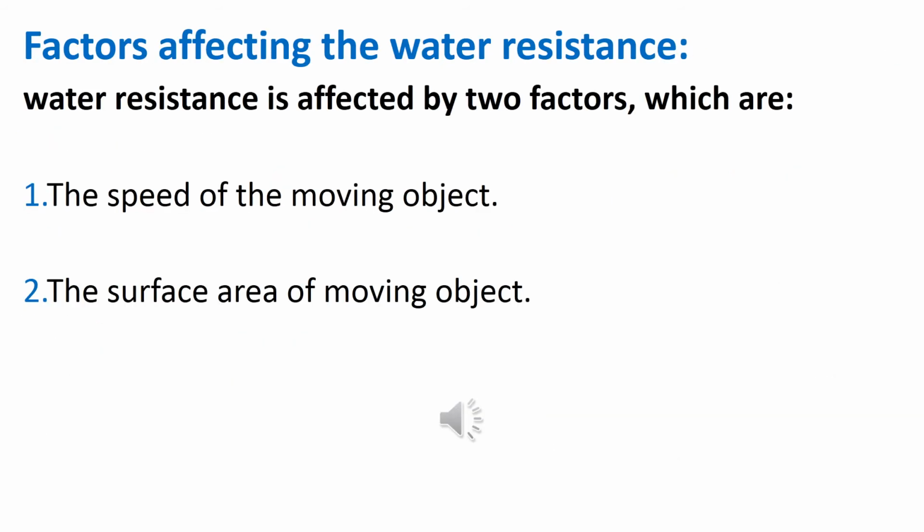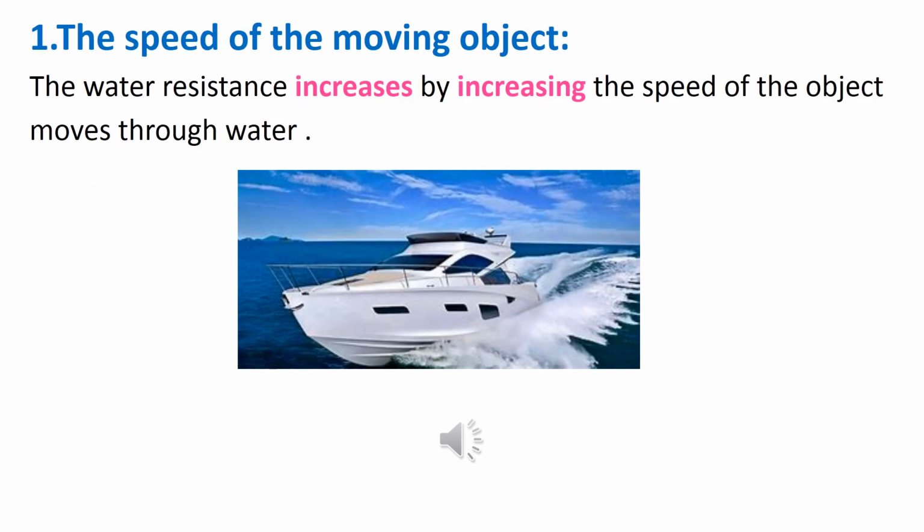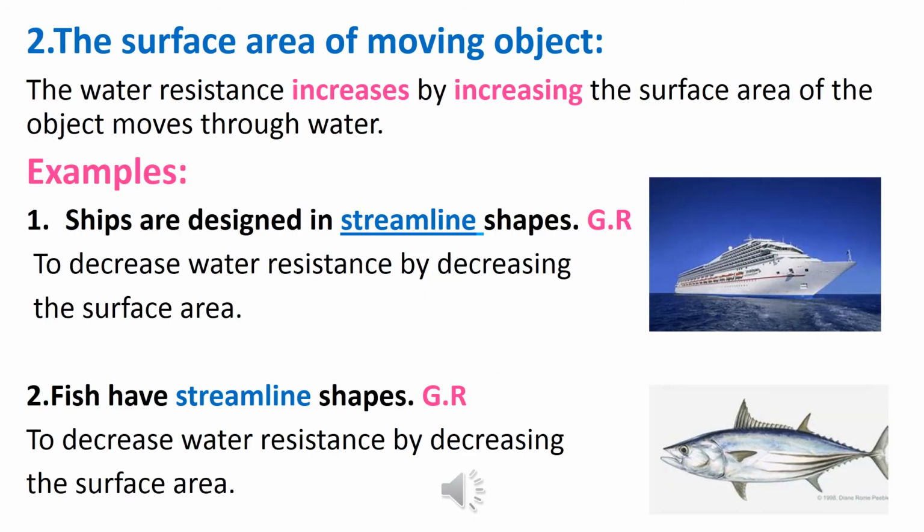Factors affecting the water resistance. Water resistance is affected by two factors, which are the speed of the moving object and the surface area of the moving object. Let's talk about the first factor affecting the water resistance, the speed of the moving object. The water resistance increases by increasing the speed of the object moving through the water and vice versa. The second factor affecting the water resistance is the surface area of the moving object. The water resistance increases by increasing the surface area of the object moving through water.